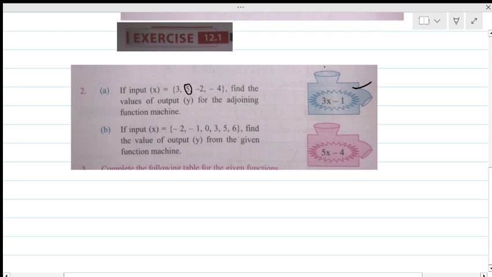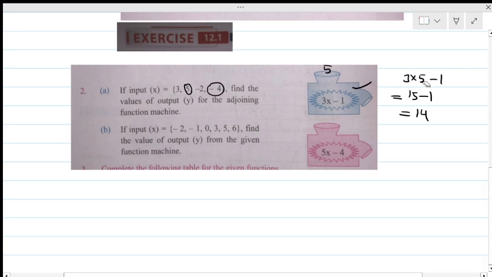If we keep 5 in this machine, how does it process? 3 into 5. Whatever value you put inside the machine gets multiplied by 3, and then 1 gets subtracted. So 3 fives are 15, and 15 minus 1, you get 14. So the output is 14 for 5. Now one more, let's go for minus 4.